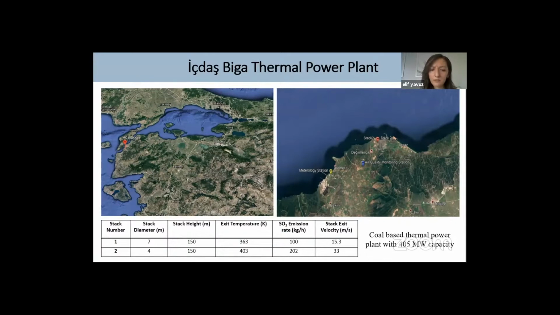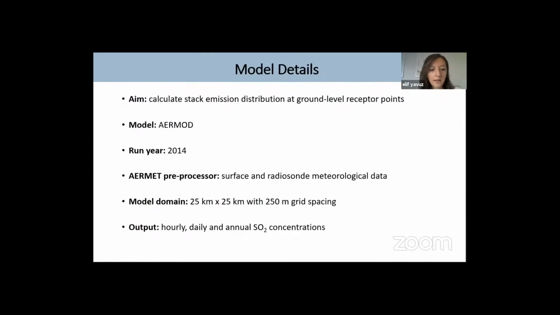A ground level meteorology station and an air quality monitoring station are available in our study domain. I show the meteorology station with yellow color, and it's nearly 7 kilometers away from the source stack. I show the EWMS, the air quality monitoring station, with blue color, and it's about 3.5 kilometers away from the source stacks. In this study, my aim is to calculate stack emission distribution at ground level receptor points.